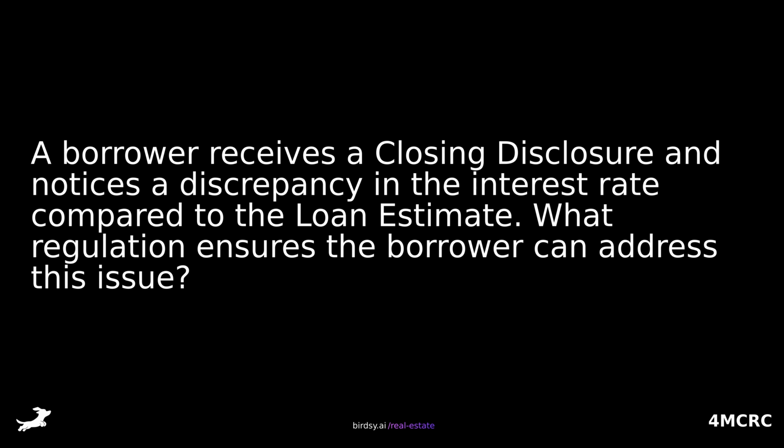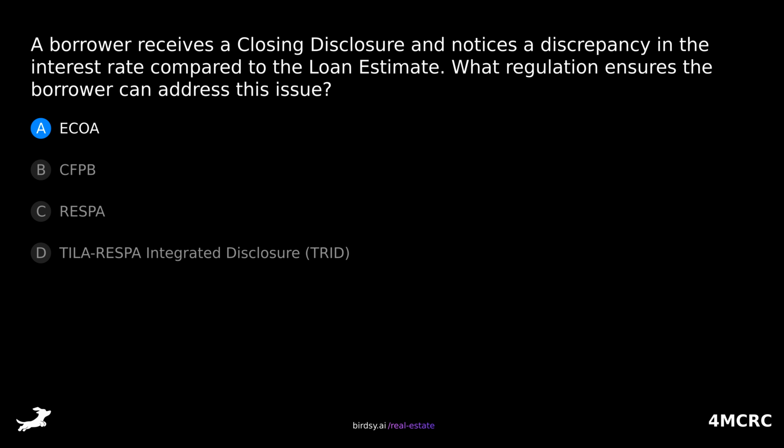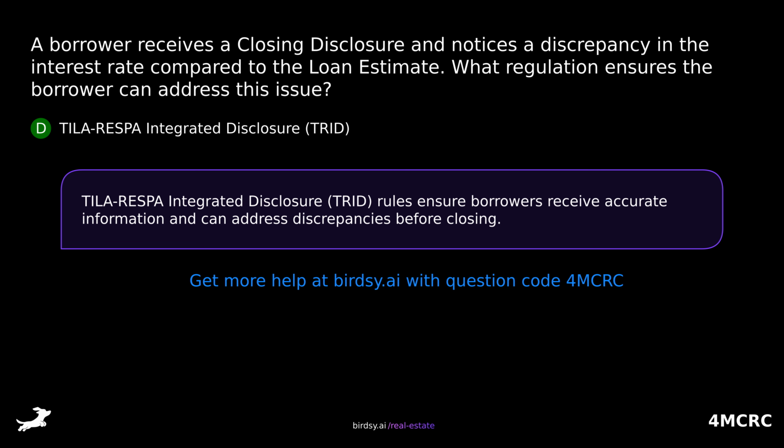A borrower receives a closing disclosure and notices a discrepancy in the interest rate compared to the loan estimate. What regulation ensures the borrower can address this issue? Is it A, ECOA, B, CFPB, C, RESPA, or D, TILA RESPA Integrated Disclosure? The answer is D, TILA RESPA Integrated Disclosure. TILA RESPA Integrated Disclosure rules ensure borrowers receive accurate information and can address discrepancies before closing.